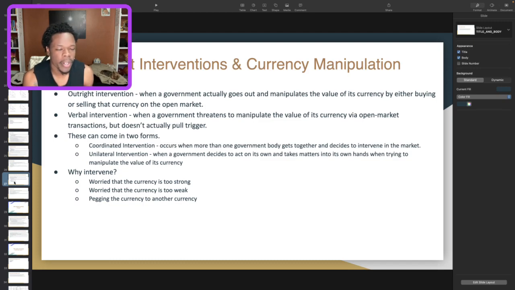So why would a country intervene? It's most likely due to the fact that it's worried that their currency is too strong, or worried that the currency is too weak. Essentially, what they want to do is make sure that supply and demand is always in that sweet spot, right? And it's always because it's pegging the currency to another currency.